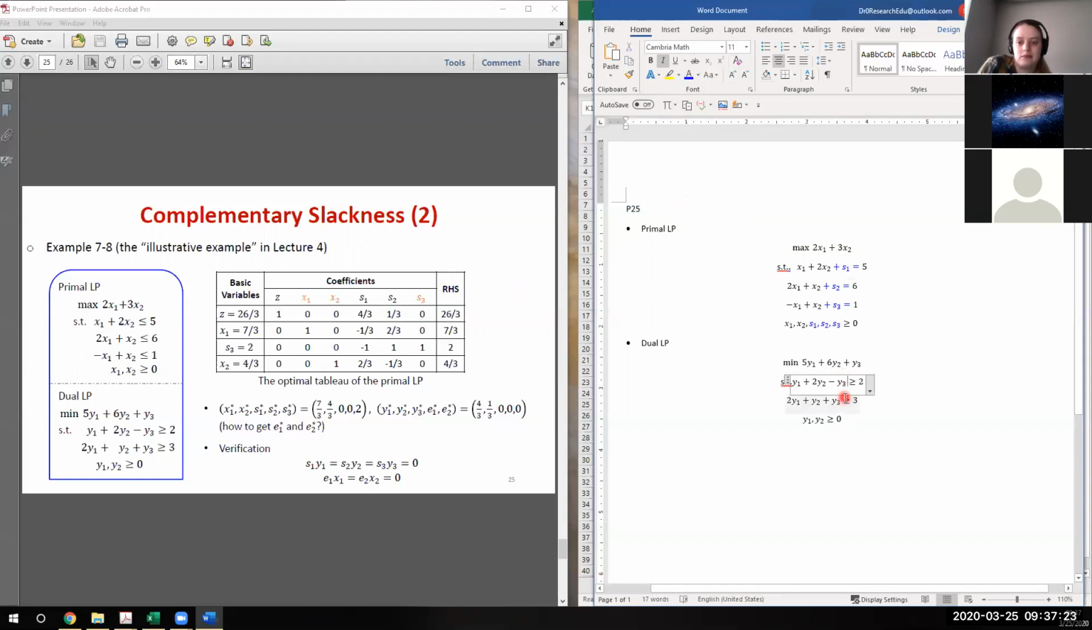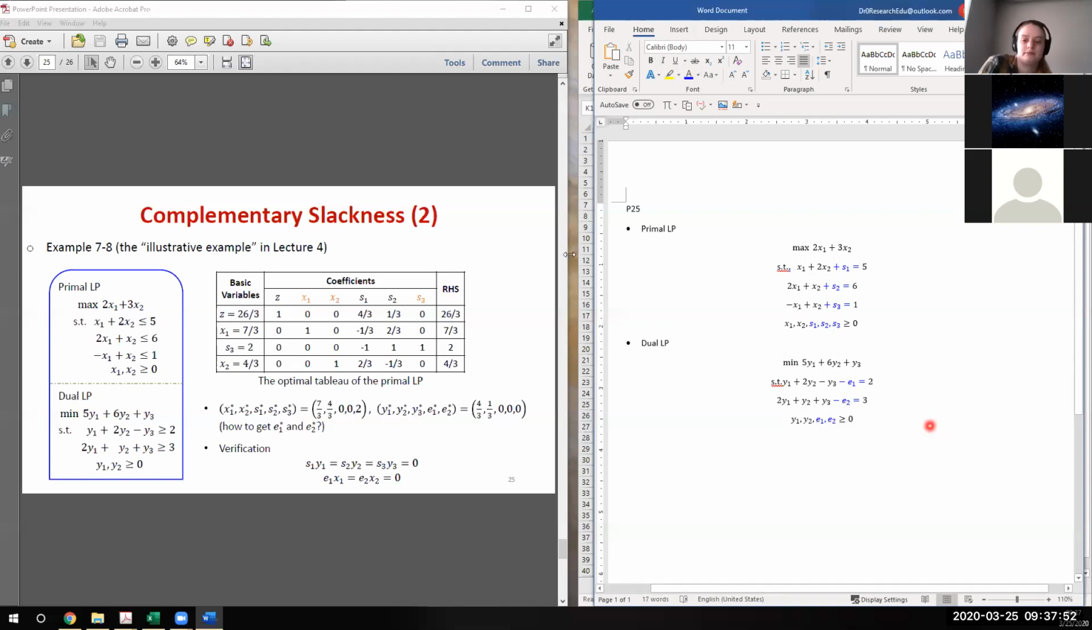And here, something similar. In order to make this sign equal, I'm going to subtract E1, equal to 2. And here similar, minus E2 equal to 3. And correspondingly, I'm going to add E1, E2 greater than or equal to 0.